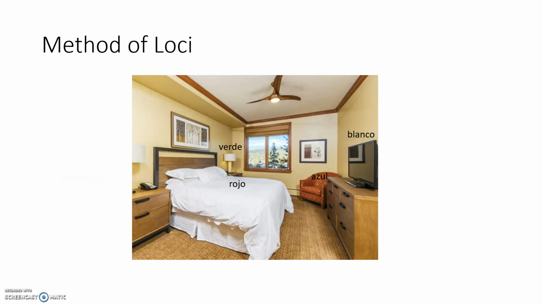So, here's an example. Here's some vocab words from Spanish. We have verde on top of the lamp, rojo on top of the bed, azul on top of the chair, and blanco on top of the TV. So I might picture these words in these specific places in my room, which this is not my room, this is just an example. And then when it's time to recall it, I go back through in my room and mentally imagine these words again.